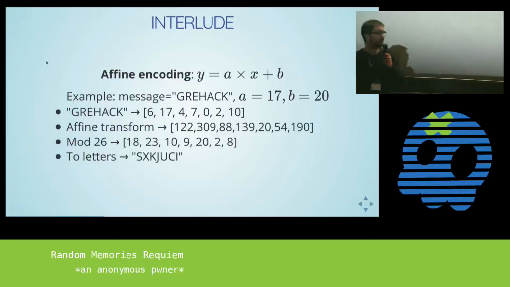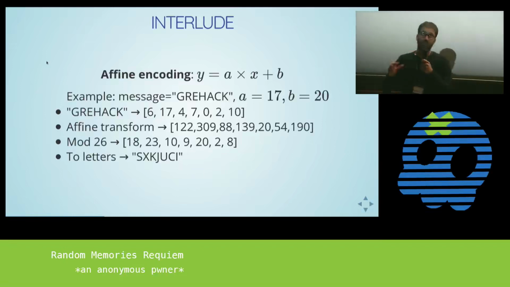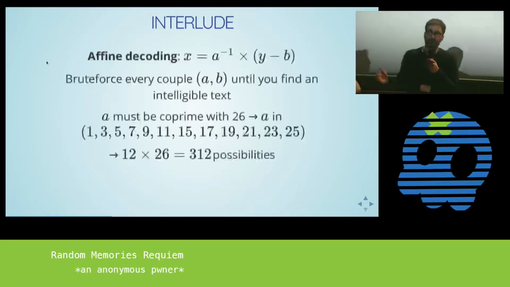So affine encoding is like y = ax + b, and if you want to encode a given message, for example GreHack, you take a equal 17, b is 20. You convert each letter to a number, you apply the affine transform, you get the result modulo 26, and you convert this result to letters, and you get the encoded text. So now, how to decode this message? You apply the inverse transformation.